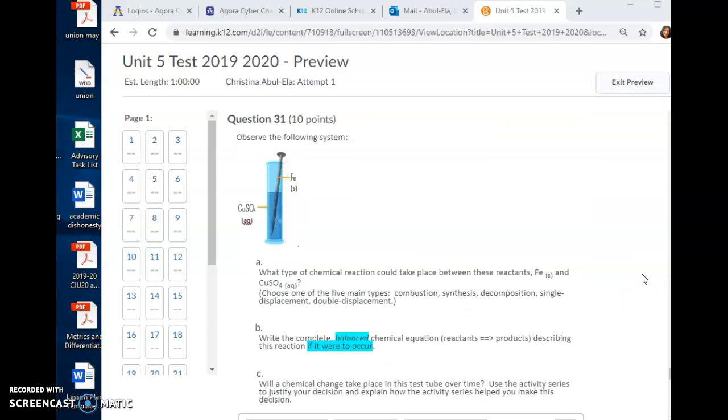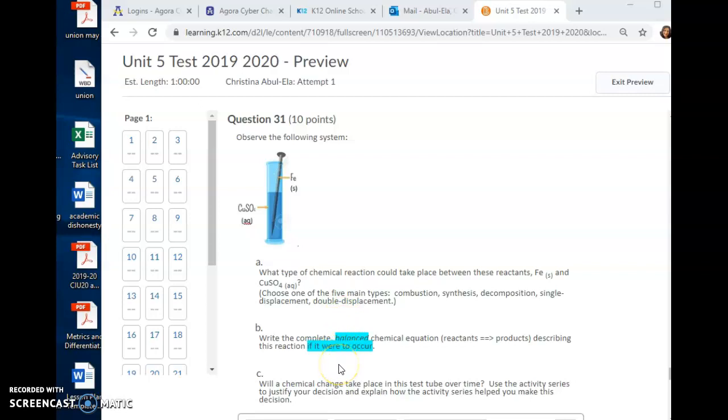Question 31, another open-ended question. Observe the following system. Part A, what type of chemical reaction could take place between these reactants, iron and copper 2 sulfate? Choose one of the 5 main types: combustion, synthesis, decomposition, single displacement, or double displacement.